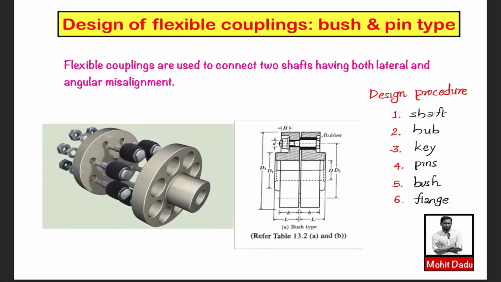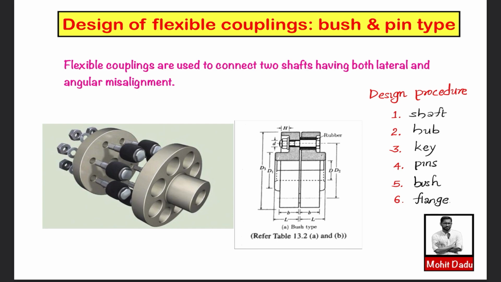Hello everyone. In the last video we have seen the design of rigid couplings, which are flange couplings. Here we will be studying the design of flexible couplings, which are used to connect shafts having misalignment. These kinds of couplings permit some form of misalignment between the shafts even if it is present. The perfect example of a flexible coupling is the bush and pin type flexible coupling.